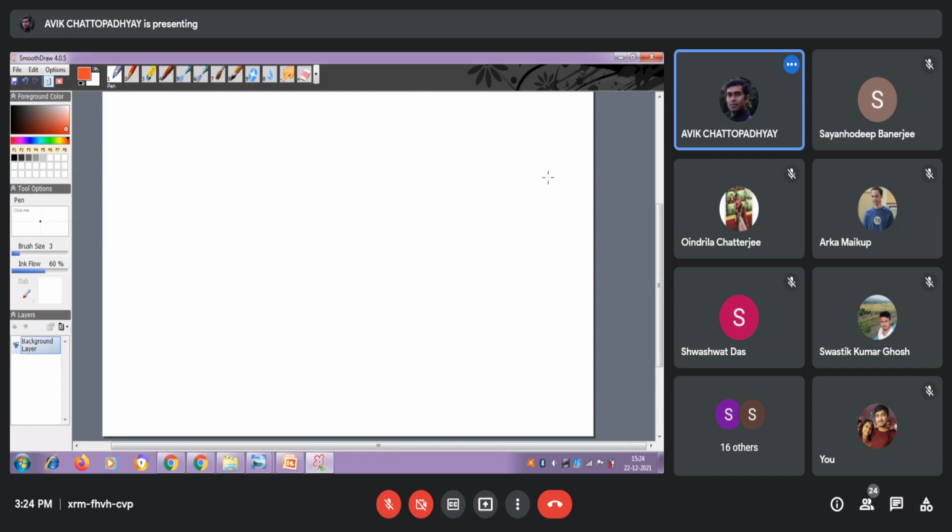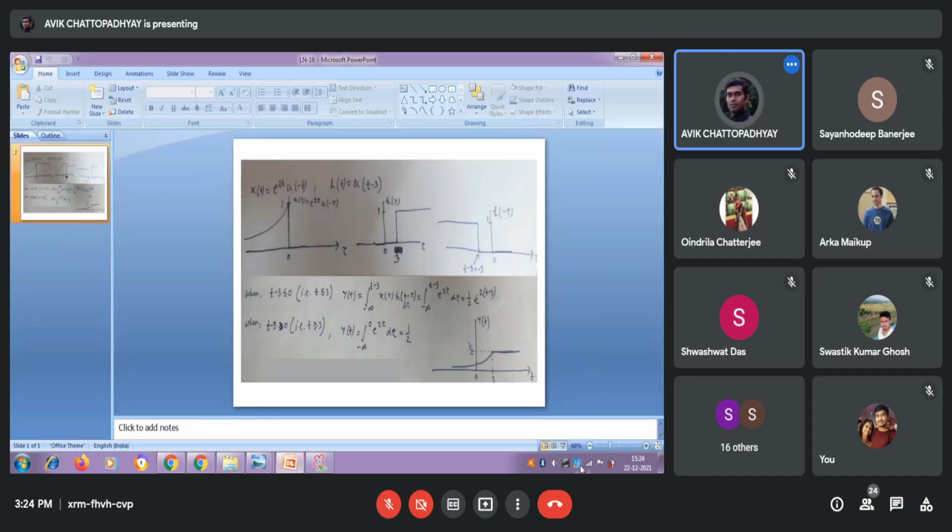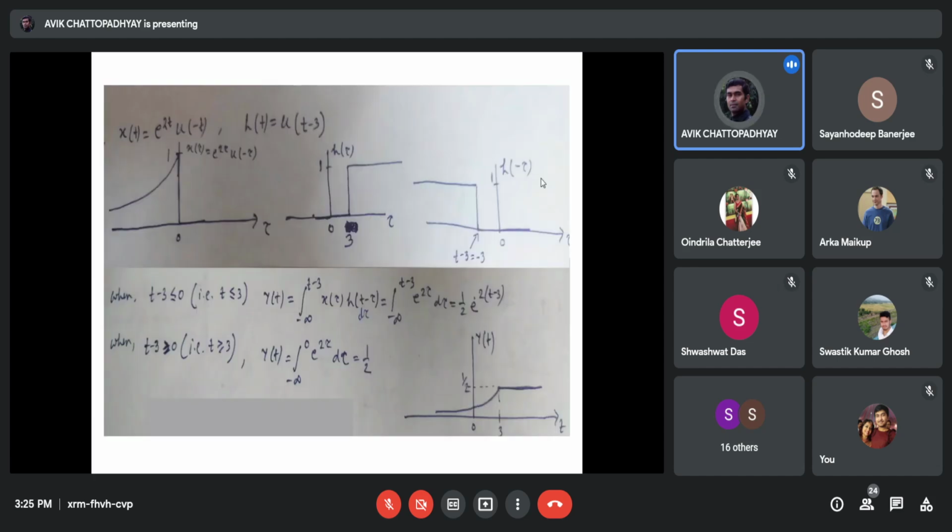আচ্ছা, এবারে আমরা একটা এক্সাম্পল দেখি। এবারে আমরা একটু গ্রাফিক্যাল মেথডের হেল্প নিই। সাপোজ, এক্সাম্পলটা দেখ, this side, left hand side, the signal which is written or drawn is x(t) equals e to the power 2t u of minus t.